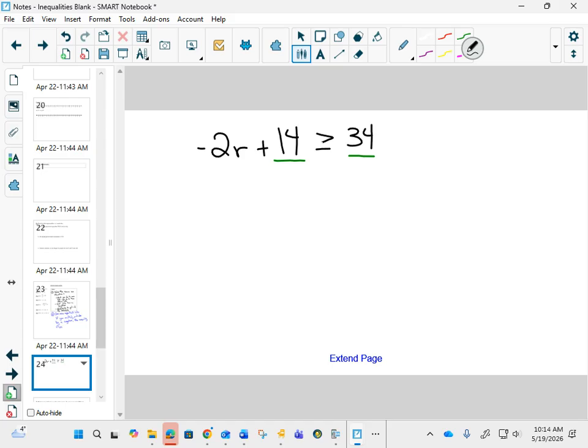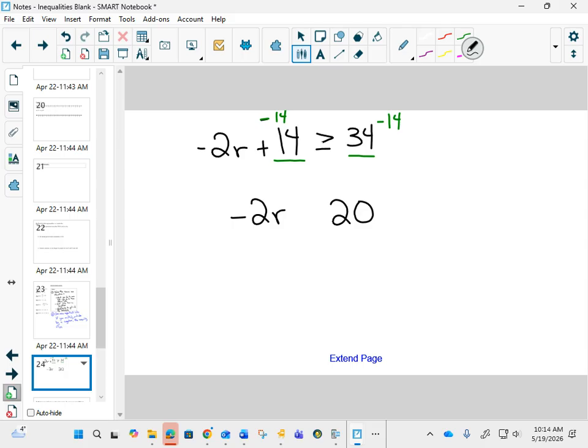Can you see that I can move the 14 over to this side by, what's the opposite of adding 14? Sorry, minus 14. What would I have left? I'd have negative 2r, and on this side I'm going to have 20.